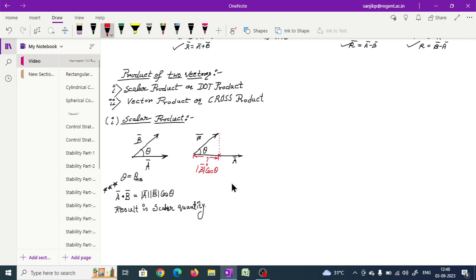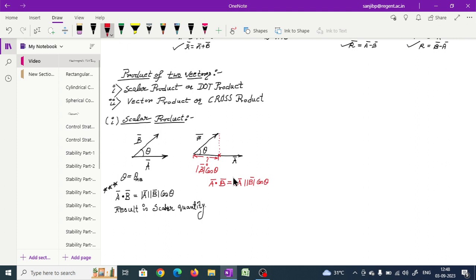So you can see that the value of this dot product, that means your result, is a dot b. a dot b will become a along with b cos theta. And keep in mind, this formula will come in such a way.